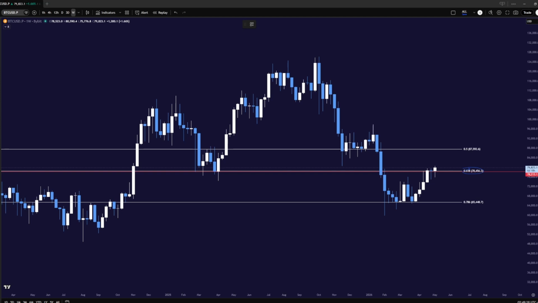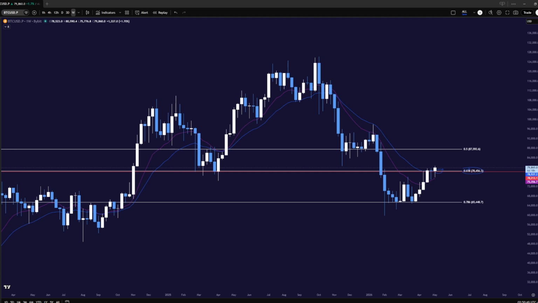So what if you could throw something else into the mix? Exponential moving averages, the 12 and 21 EMA, the ones I most commonly use. And straight away here you can see the 21 EMA aligns perfectly with that 0.618 Fibonacci and that support. Another reason why I've been very vocal about 78.4K.